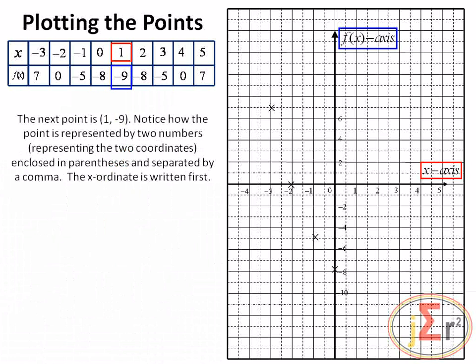So the next point is 1, negative 9. Notice how the point is represented by 2 numbers, representing the 2 coordinates, enclosed in parentheses and separated by a comma. The x-ordinate is written first. So we see there that points are expressed as 2 numbers in brackets separated by a comma. The x goes first, the y is next.